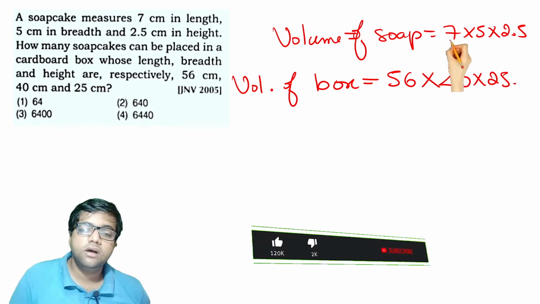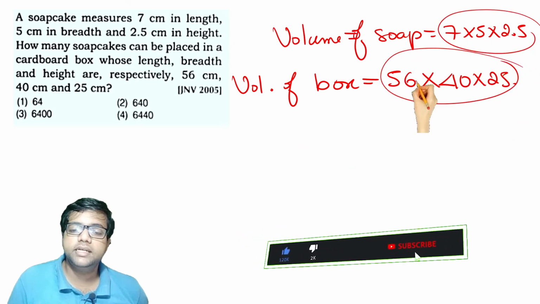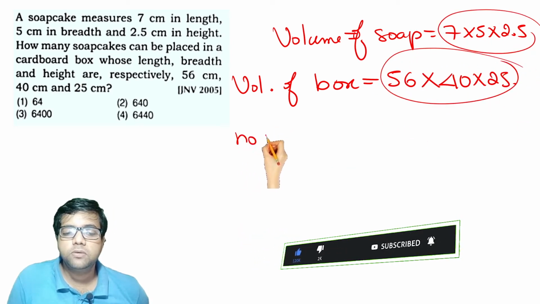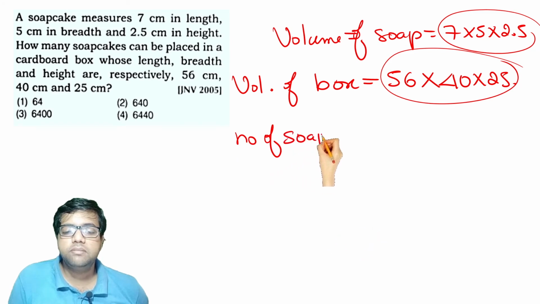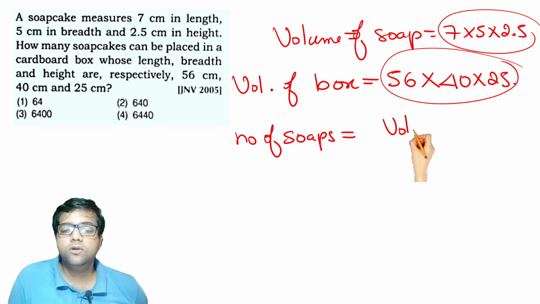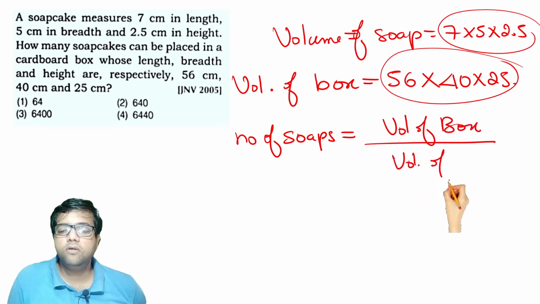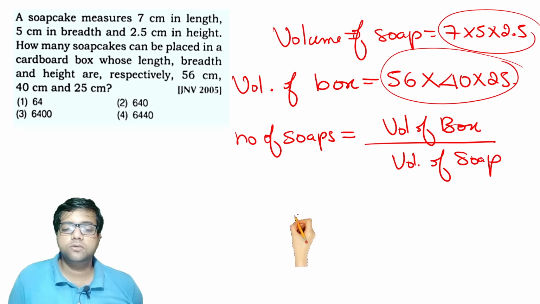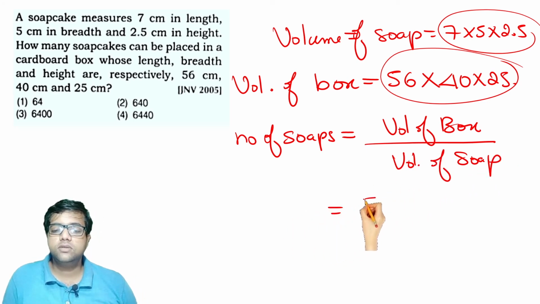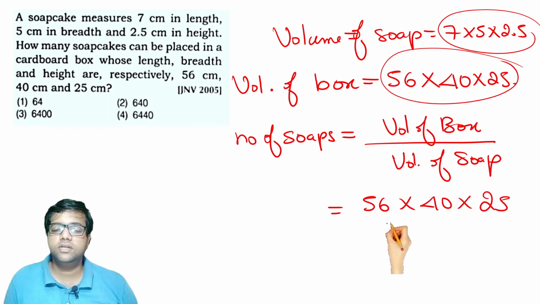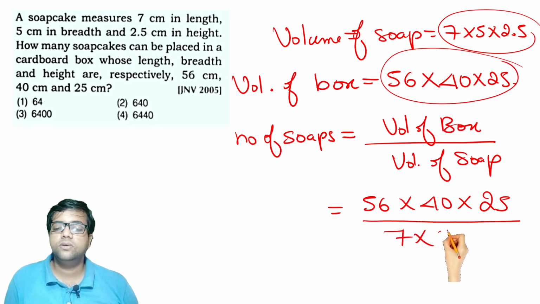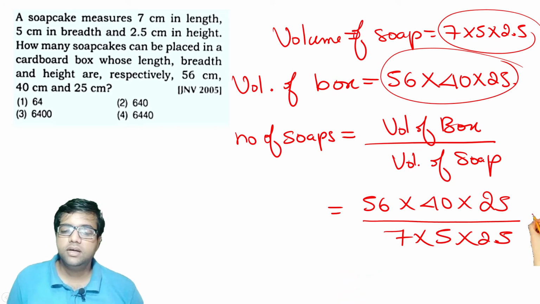So the question is, how many such soaps can be accommodated here? The number of soaps which can be accommodated is equal to volume of box by volume of soap. So let's do it. The volume of box is 56 into 40 into 25, which is to be divided by volume of soap, which is length into breadth into height.